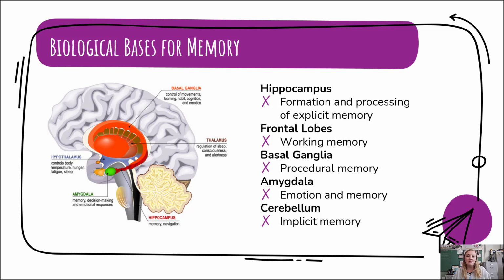The basal ganglia allows us those procedural memories, which should make sense because we said that the basal ganglia was part of our kinesthetic sense. And our kinesthetic sense is our agility and ability to coordinate our movements. The amygdala is involved in our emotional memory. And finally, our cerebellum is involved in our implicit memory, those things we no longer have to think about.